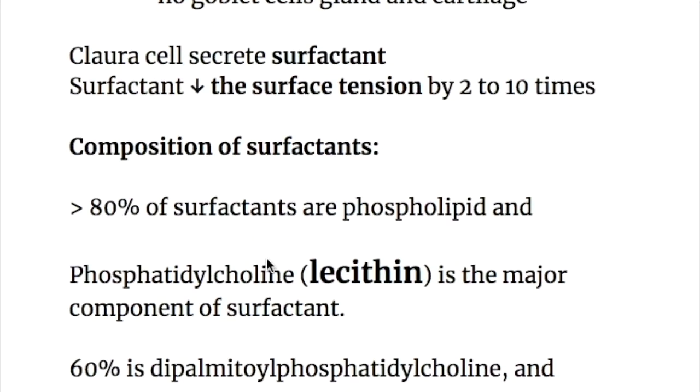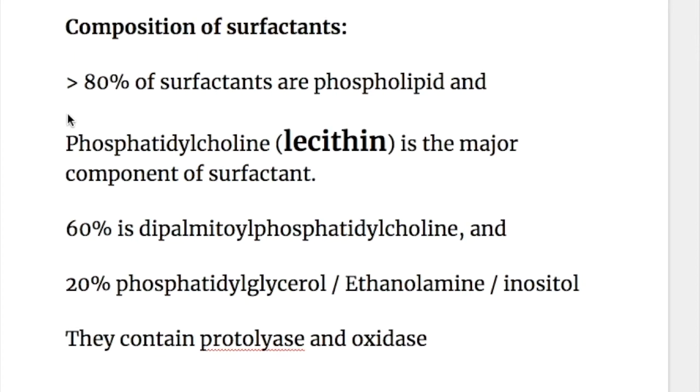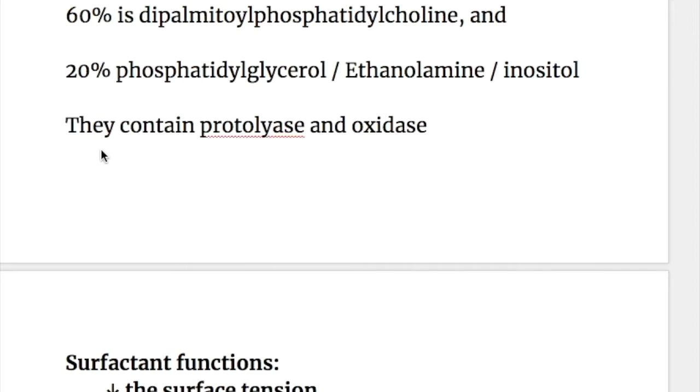So what's the function of the Clara cells? Clara cells secrete surfactant, and surfactant decreases the surface tension. What's the composition of surfactant? More than 80% of surfactants are phospholipids, and phosphatidylcholine or lecithin is the major component of surfactants. 60% is dipalmitoyl phosphatidylcholine and 20% is phosphatidylglycerol, ethanolamine and inositol. Which enzymes do they contain? They contain proteolyase and oxidase.